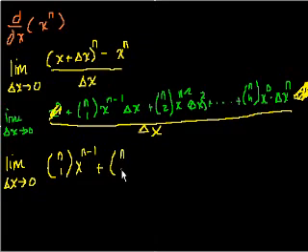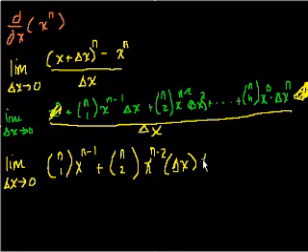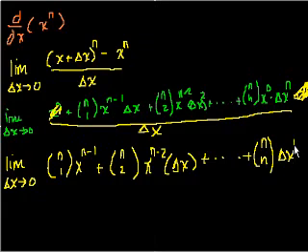Plus n choose 2 x to the n minus 2. This is delta x squared, but when we divide by delta x, we just get a delta x here. And then we keep having a bunch of terms. We're going to divide all of them by delta x. And then the last term is delta x to the n, but now we divide that by delta x. So the last term becomes n choose n. X to the 0 is 1, so we can ignore that. Delta x to the n divided by delta x is delta x to the n minus 1, right?